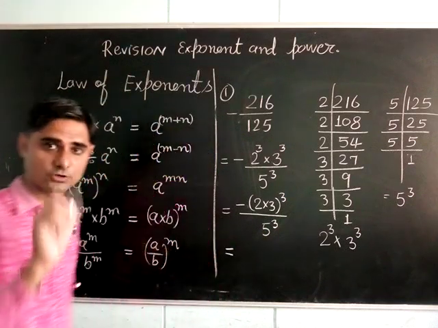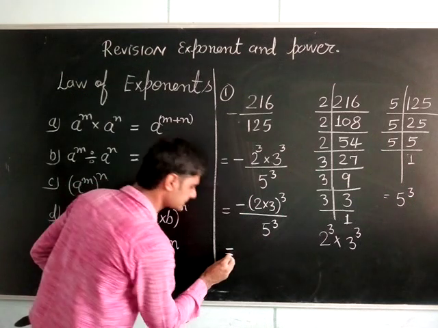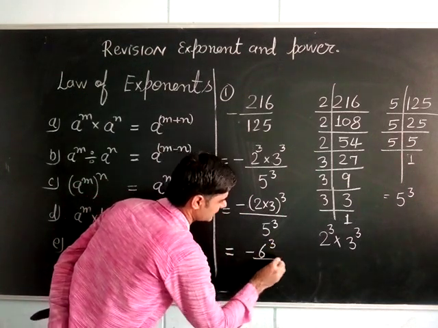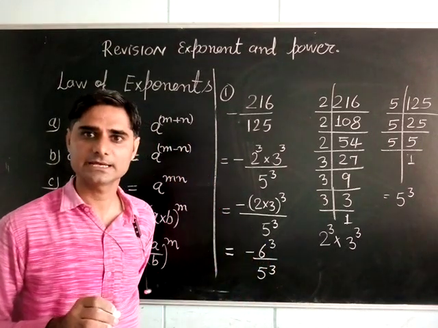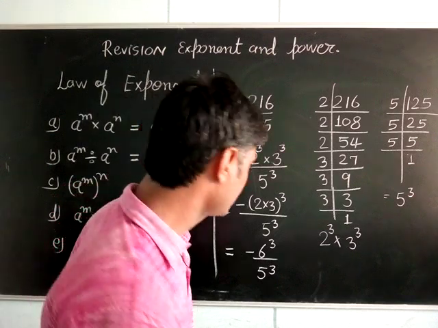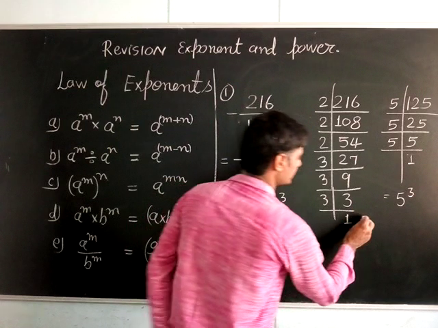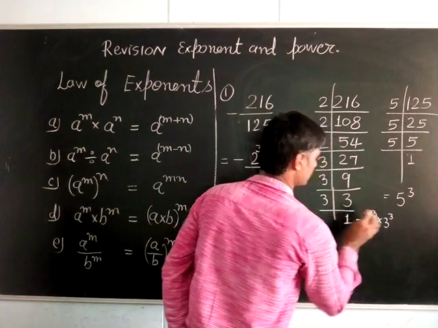Next step, watch it carefully. This one, 2 times 3 is 6. So can you write here minus 6 power 3 upon 5 power 3? Can we write like this? Yes, we can write. And the next step I am going to write here. This was 2 power 3 and 3 power 3.